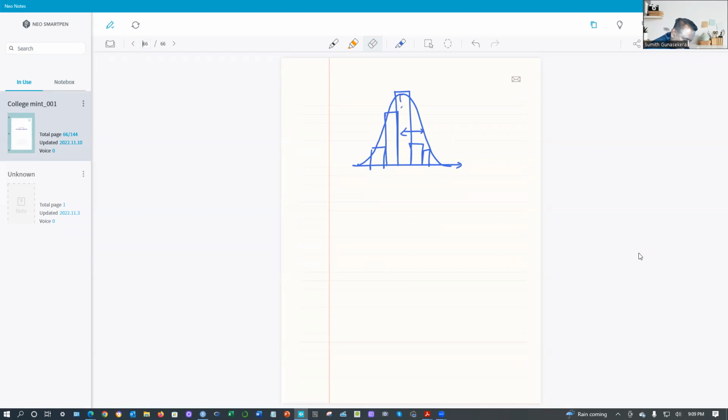The spread is as the sample spread. So the standard deviation of y bar, sigma y bar, is s over square root of n. It's always less than s.